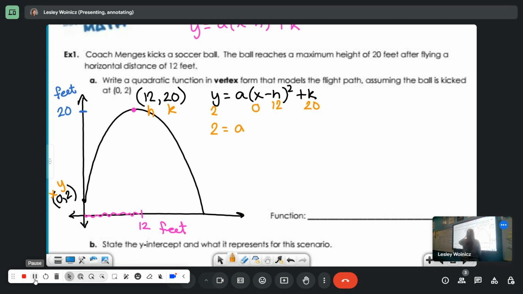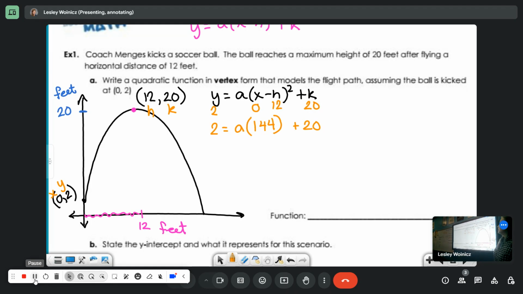144. So do you see that we're multiplying a with 144? Because we're doing 0 minus 12 squaring it, 144. Whether it's positive 12 or negative 12, we don't really care, because when we square it, it's non-negative. Okay, and then the plus 20 at the end. Everybody okay with that step?